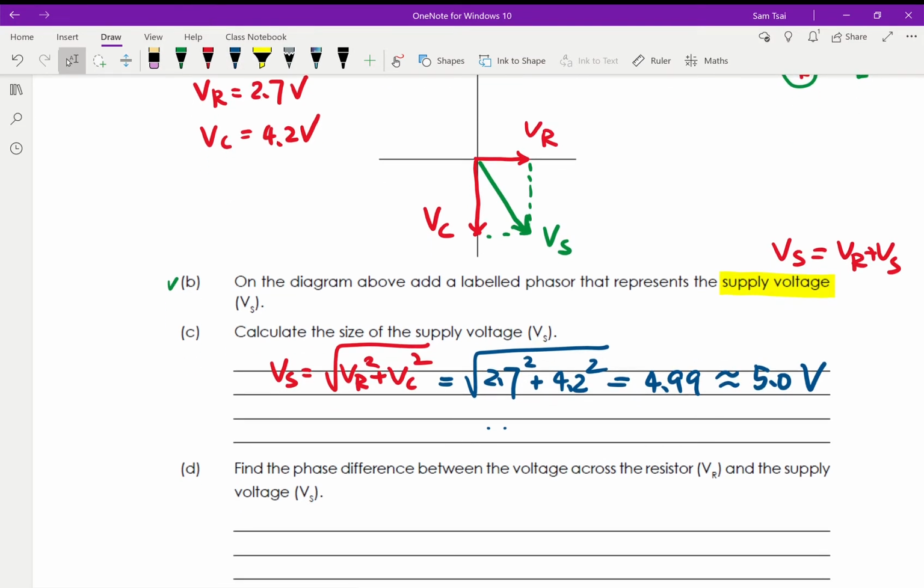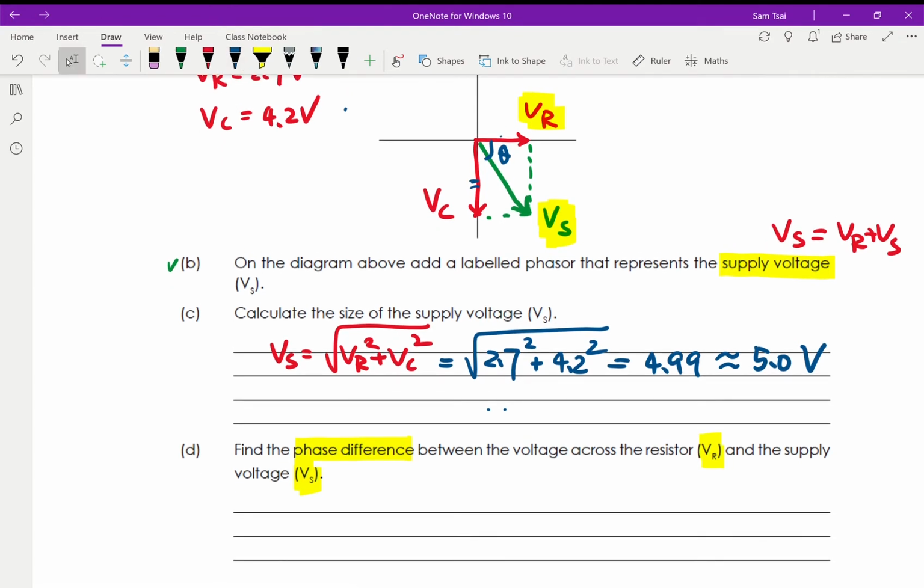Now they want you to find the phase difference between what and what? Between VR and the VS. So VR is here, VS is here. What is the angle? The angle theta is here, between VR and the VS. We know VR and VC, so we can use arctangent. So theta equals how much?